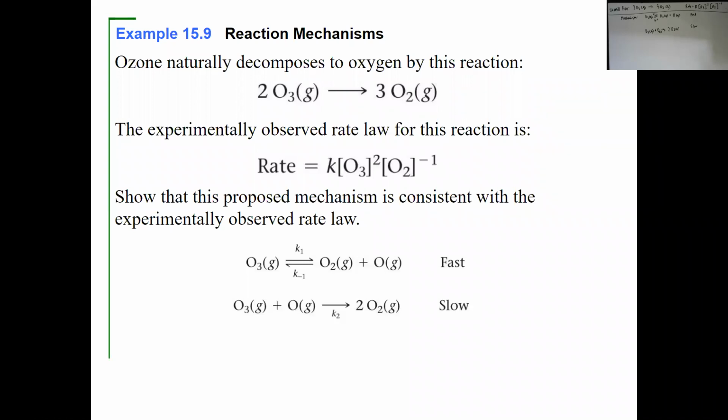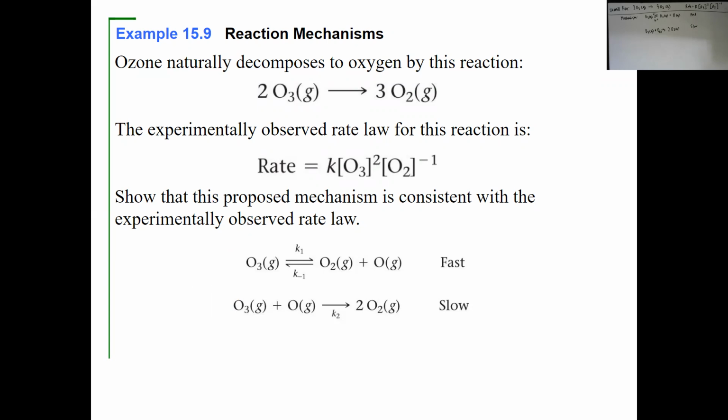This is involving reaction mechanisms and figuring out rate laws based on these reaction mechanisms. So what we're given here is an overall reaction of ozone converting to oxygen. And they're telling us that the experimentally observed rate law is this. Now, what we're being asked to prove is that this mechanism listed here is correct and consistent with the experimentally observed rate law. So we're going to go through a few steps to prove that that's true.